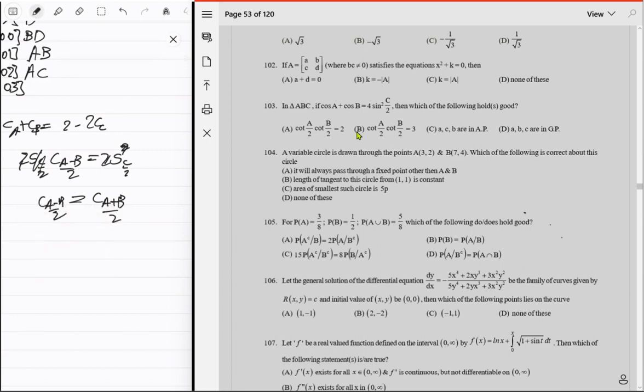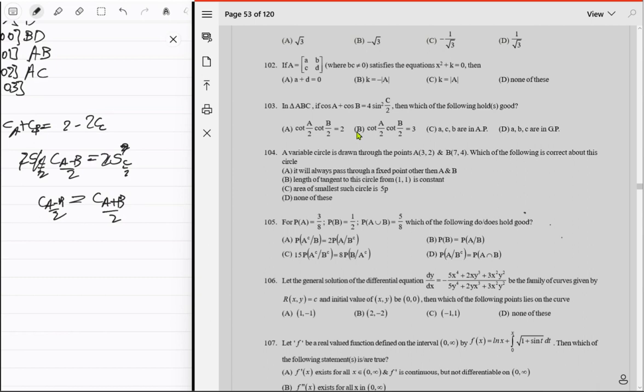Sine C upon 2 is just sine of... the sine of A upon 2 cosine of B upon 2 plus sine of C upon 2 sine of B upon 2 is equal to cosine. Yes, like sine A upon 2 sine B upon 2 is zero. This does not ever happen.